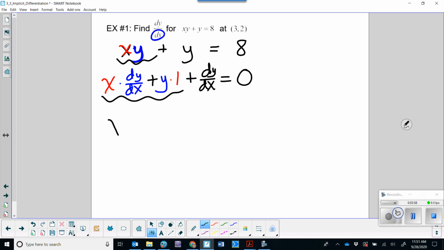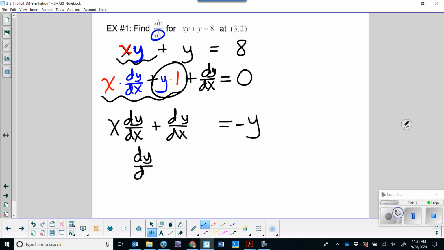So I'm going to combine the terms that say dy dx over here on the left, and I'm going to move the term that is not dy dx over to the right. So that's this term, so that'll be minus y when it moves over here. Then I need to solve for dy dx. So that means I need to factor out dy dx from these first two terms and write down what's left. That would be x plus. If you have difficulties factoring like that, you need to always put a 1 there so that you can see that what's left is x plus 1 equals the opposite of y.